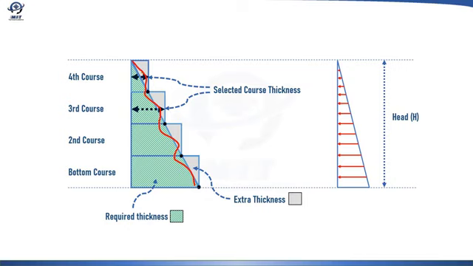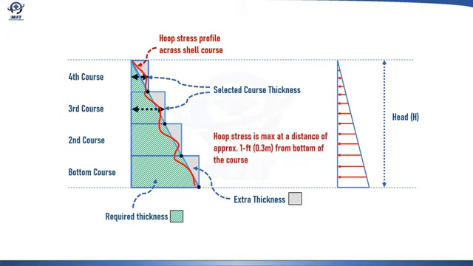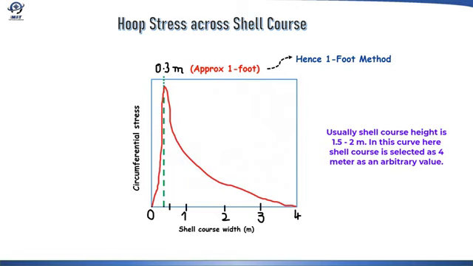Well, the actual hoop stress profile is not exactly a diagonal line, but more like the red curved line shown here, and as found experimentally, the maximum stress location at the bottom of each shell course is at a height of about 1 foot or 0.3 meter. The stress profile across a shell course may look like this, and as we can see, it peaks around 0.3 meter or approximately 1 foot. Hence, the method is given the name of 1-foot method.